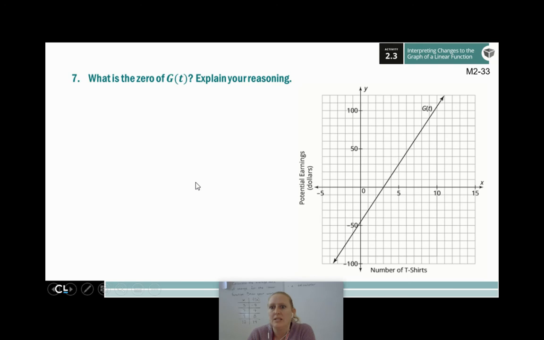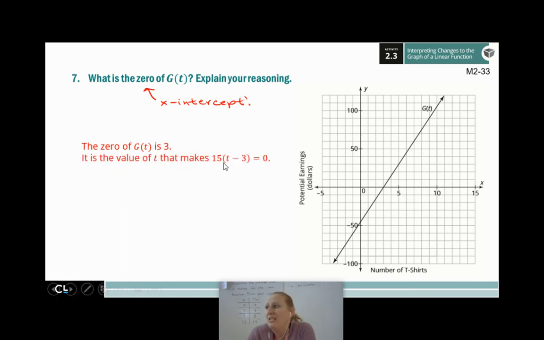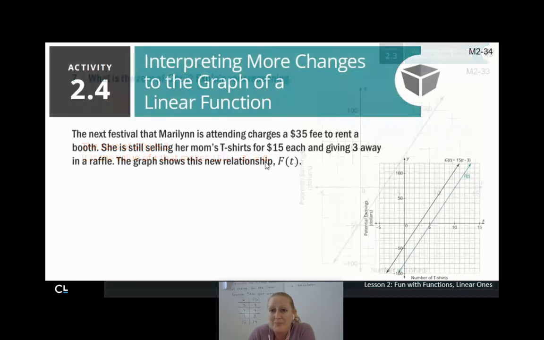So what's the zero of the function? It's 3. Yeah, the zero of g of t is 3. Remember that the zero of a function just means it's the x-intercept. Yeah, and it's that because it's the value of t that makes this equal to 0, right? If I were to plug a 3 in there, 3 minus 3 would be 0, 15 times 0 is 0, it would make my function become 0.